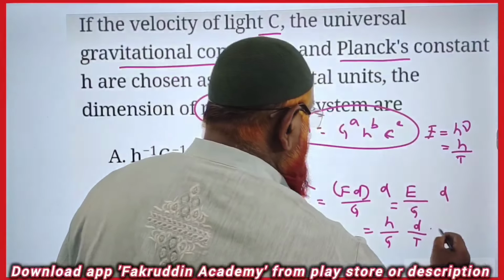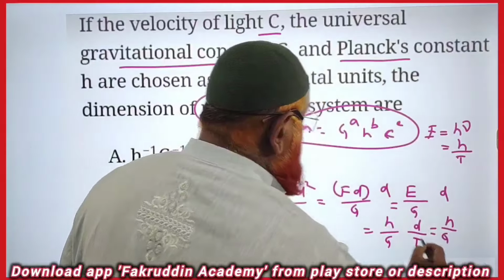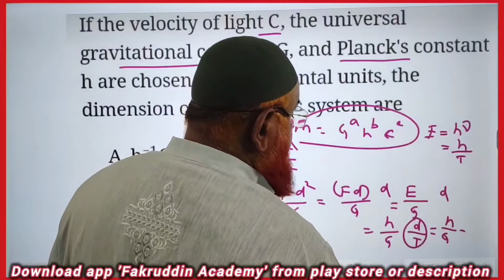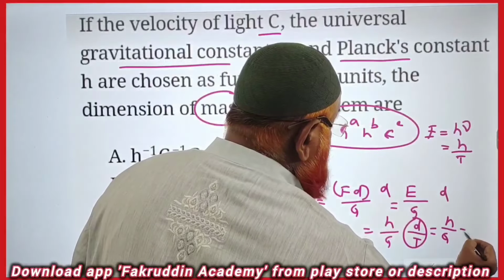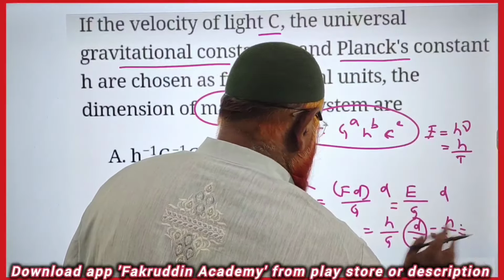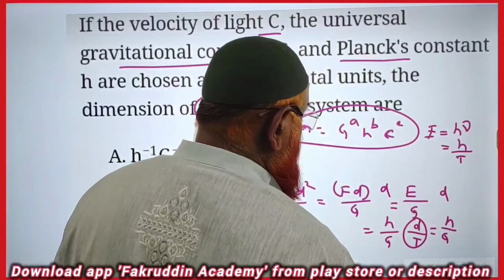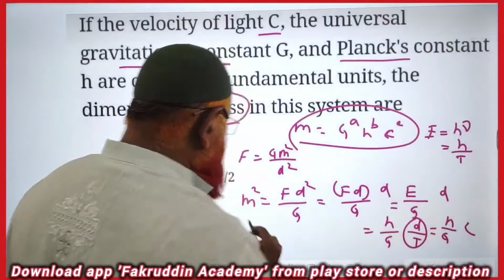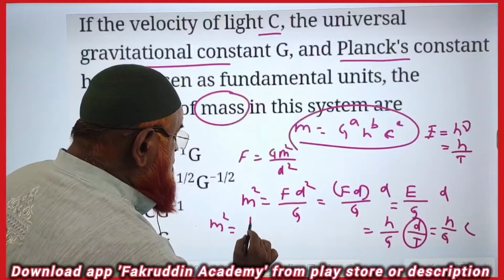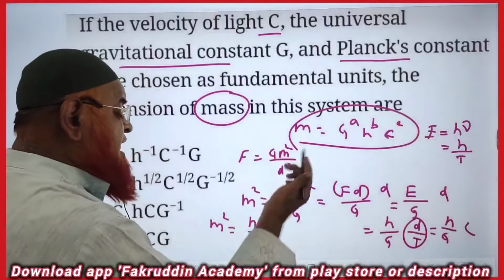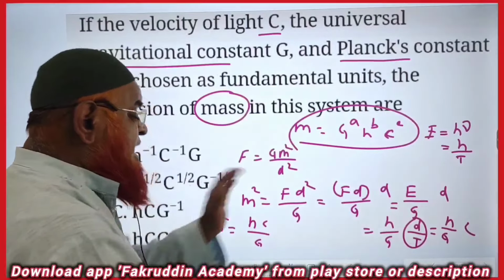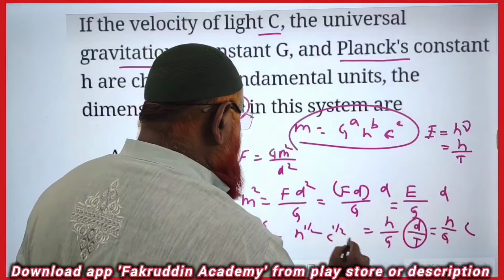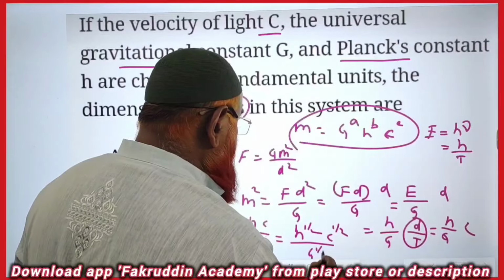So what is going to happen now? I will write h, G. Distance by time can be taken as velocity. Distance by time, I will take it as velocity. Velocity of light I am going to take now. So what I am going to get now? Velocity of light is c. So from this it is understood that m square is equal to hc by G. Taking the square root, you will get h power 1 by 2 and c power 1 by 2, divided by G power 1 by 2.